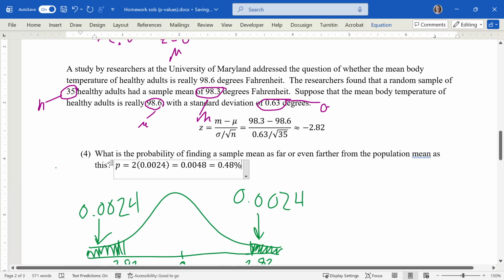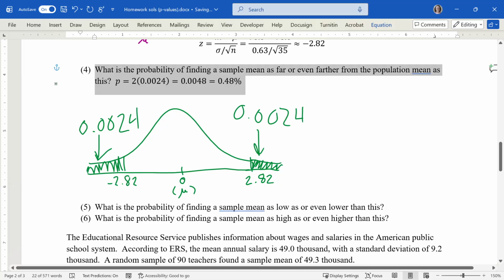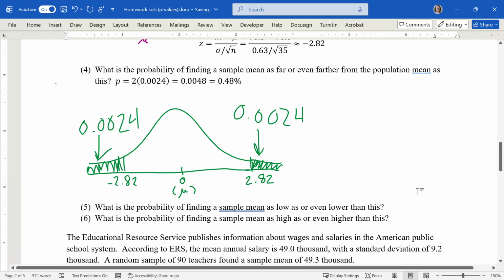which basically suggests that, well, if the real mean of all healthy adults is 98.6, it would be really weird to take a random sample of 35 healthy adults and get a sample mean of 98.3. So maybe 98.6 might not be the real population mean, is kind of what this suggests, but we'll talk more about that in a future class.